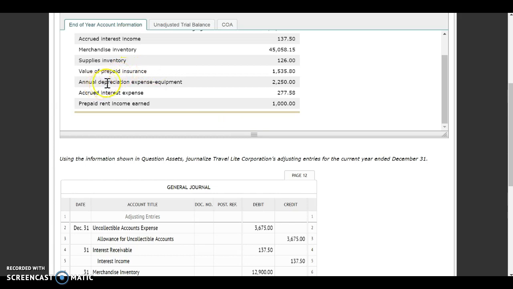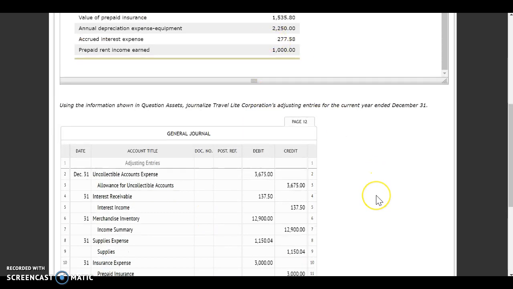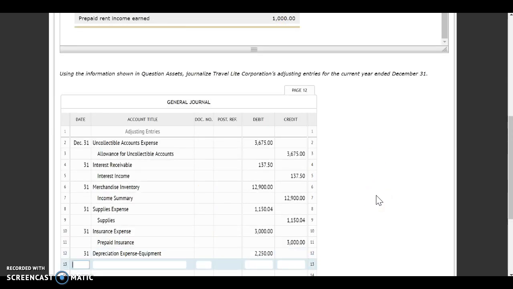Okay, next I'm looking at my annual depreciation expense, equipment. Now this is my annual expense, so I'm just going to use this number here. So date, I'm going to debit my expense account, so that's going to be depreciation expense, equipment, and that will be the debit of $2,250. I'm going to credit then my accumulated depreciation, equipment for $2,250.